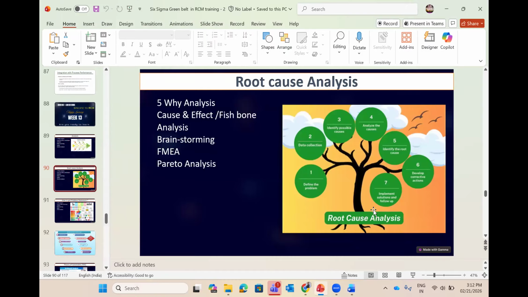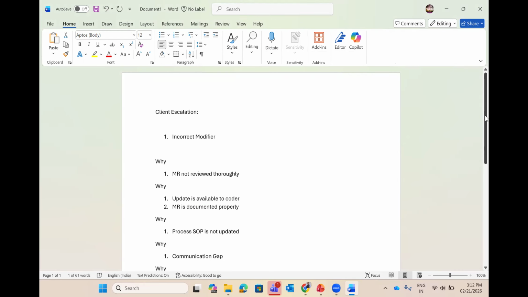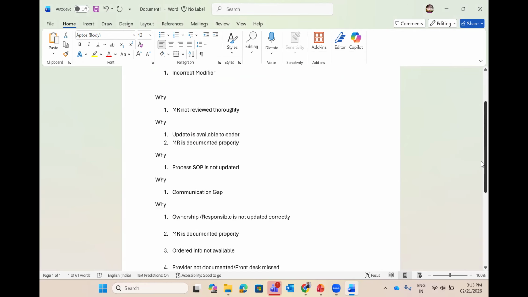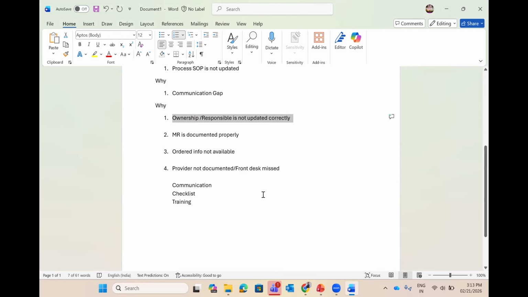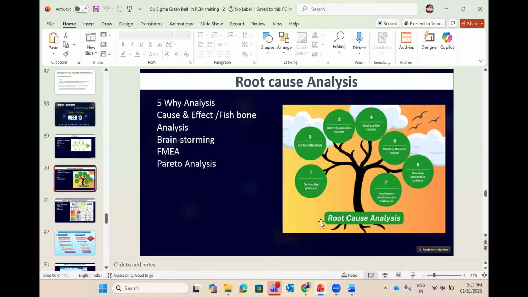Whenever you have any problem, for example, modifier may look like your symptom. But when you go inside, your symptom is not a modifier, right? As we discussed in the first chart, this is the issue: the ownership responsibility is not updated correctly. And second, when it is branching out, it says the provider not documented, or front desk is missing, or communication gap is there, or they don't know how to do it, right? This is my root. When you identify any problem, don't jump into a solution, right?